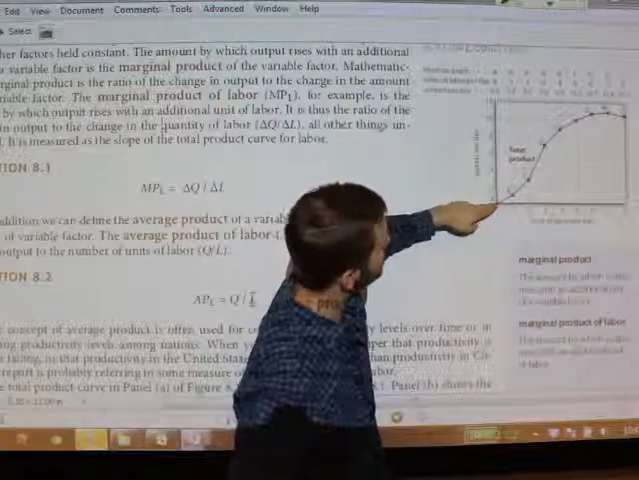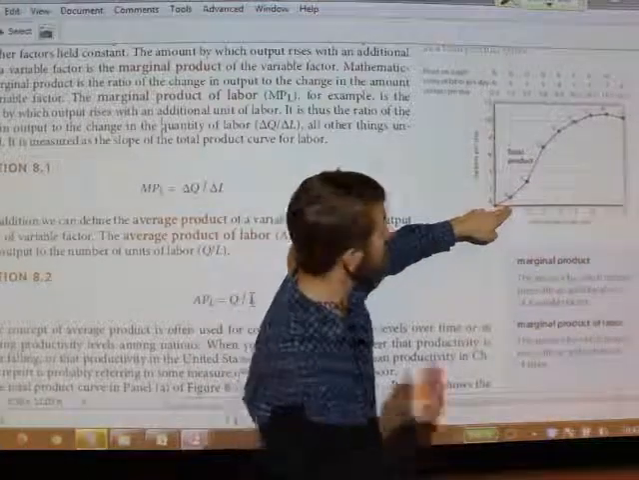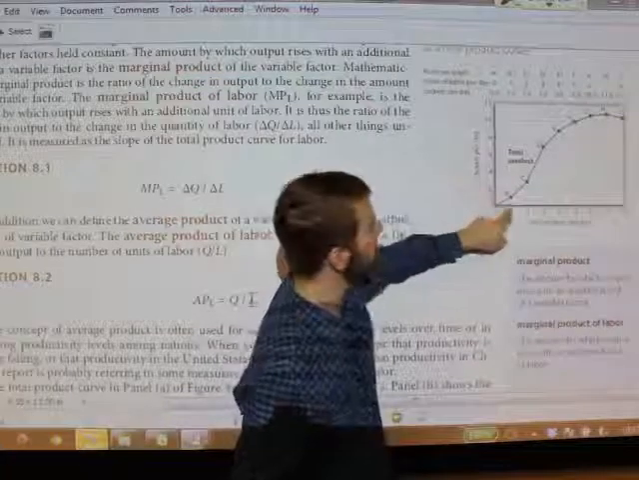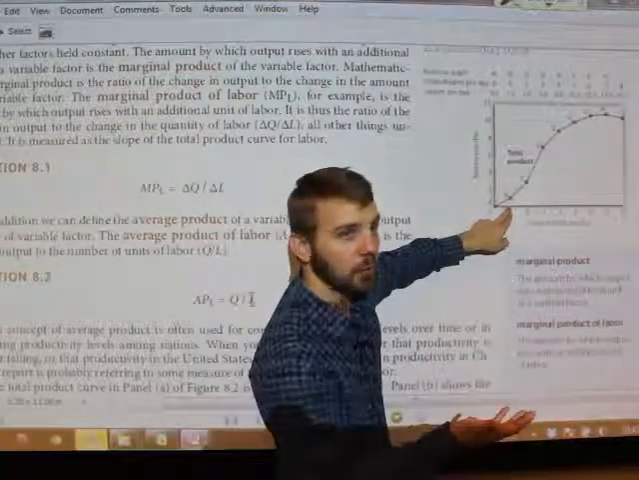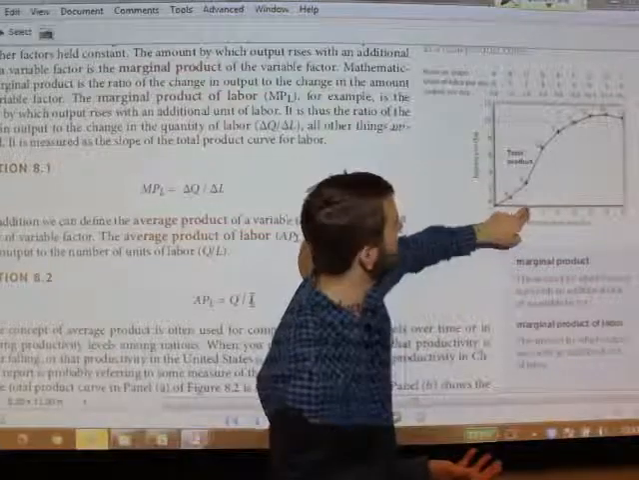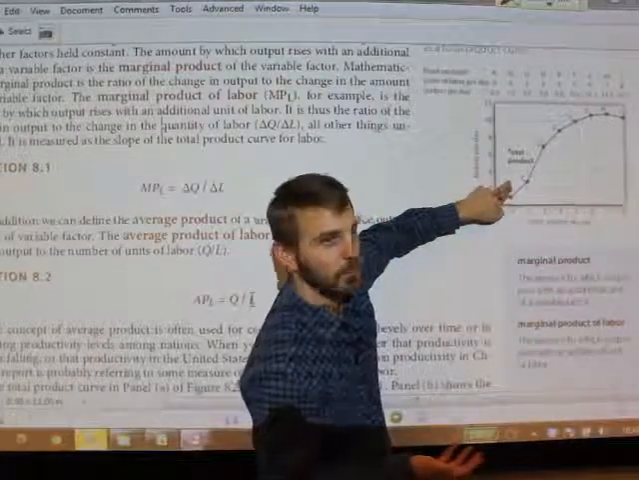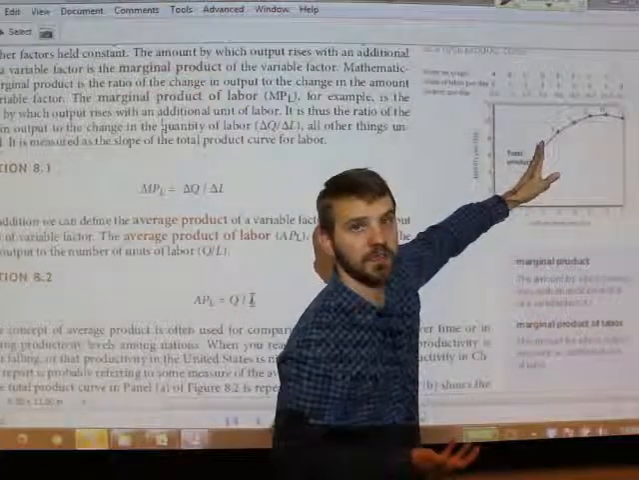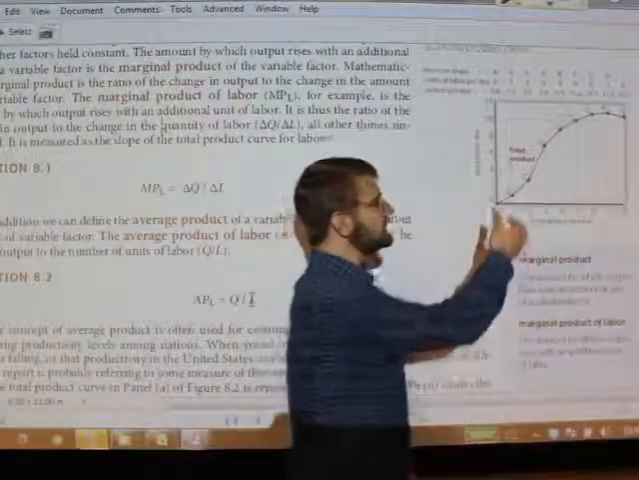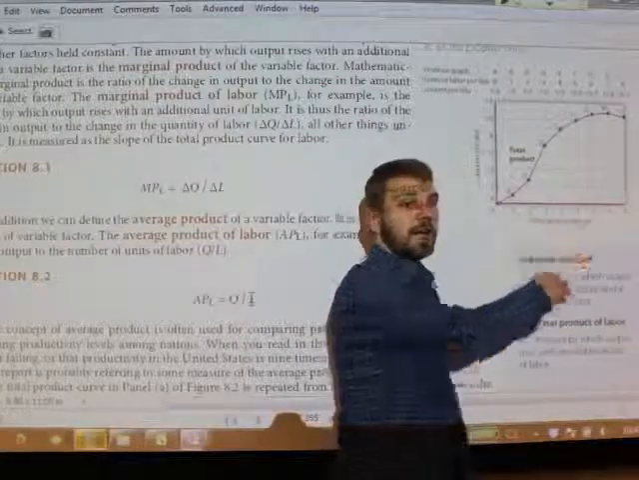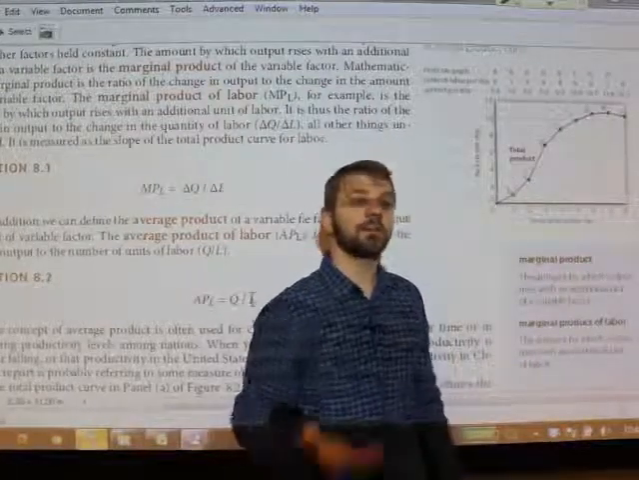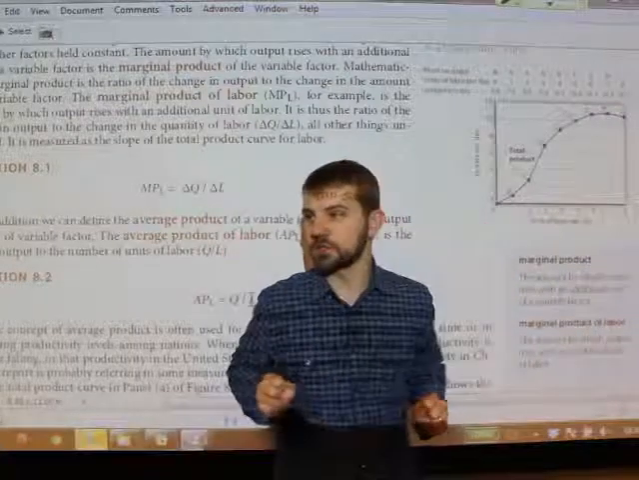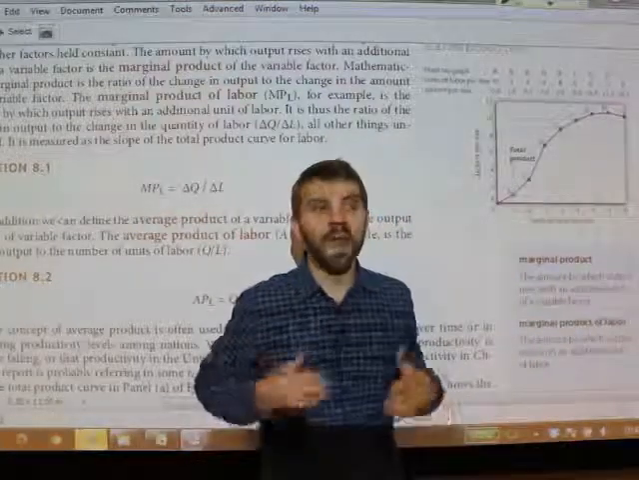So notice that as we go from 0 to 1 workers, we produce 1 jacket. And as we hire more workers, so we go from 1 to 2 workers, production goes up even more. Right? And the fact that the curve is increasing at an increasing rate like this means each additional worker we hire adds more to output than the previous worker. In other words, this is called increasing marginal returns. And why might that be?